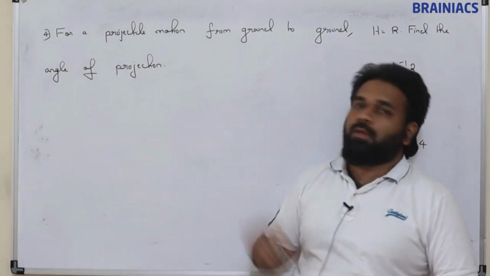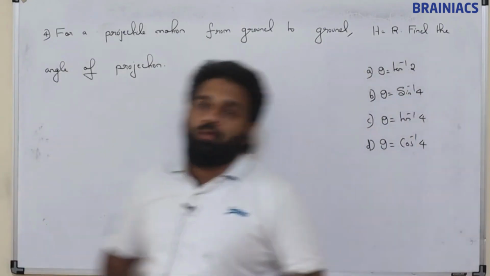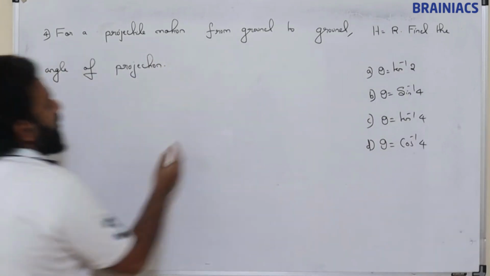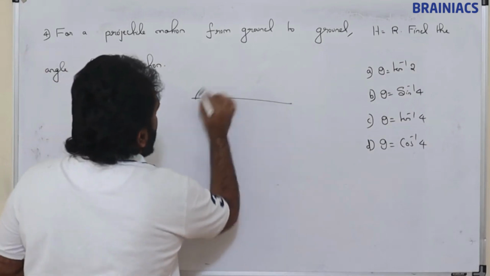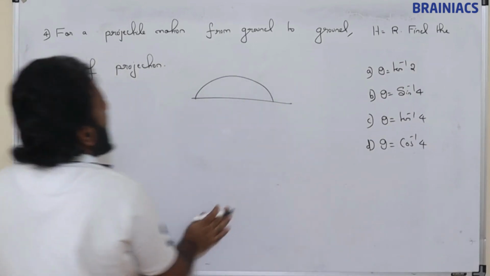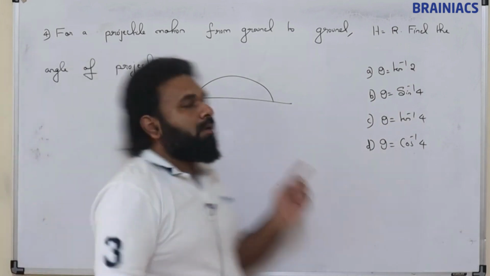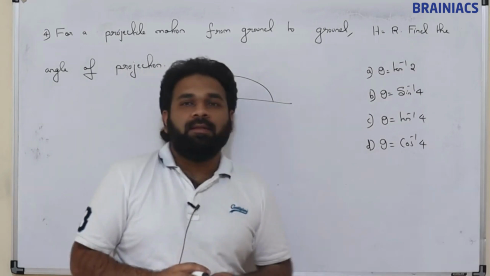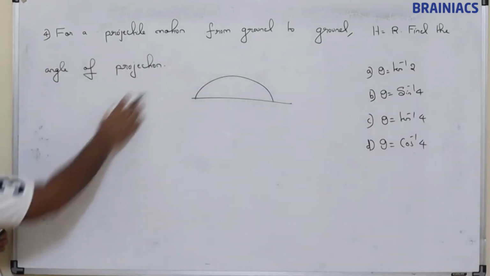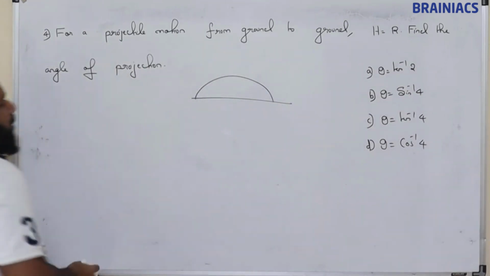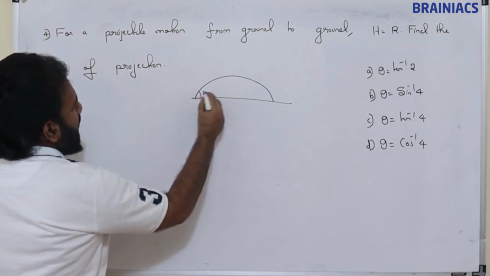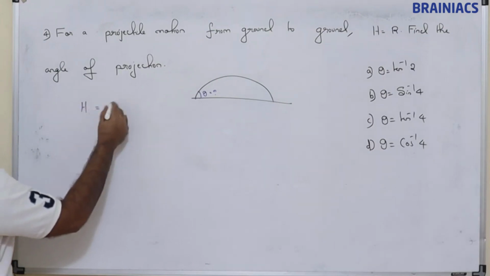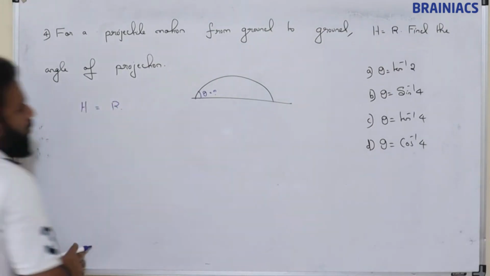Okay, so this is another question. For a projectile motion from ground to ground, the maximum height is equal to the range, H is equal to R. Find the angle of projection. So this angle is what we need to find, but one piece of data is given: maximum height is equal to range.